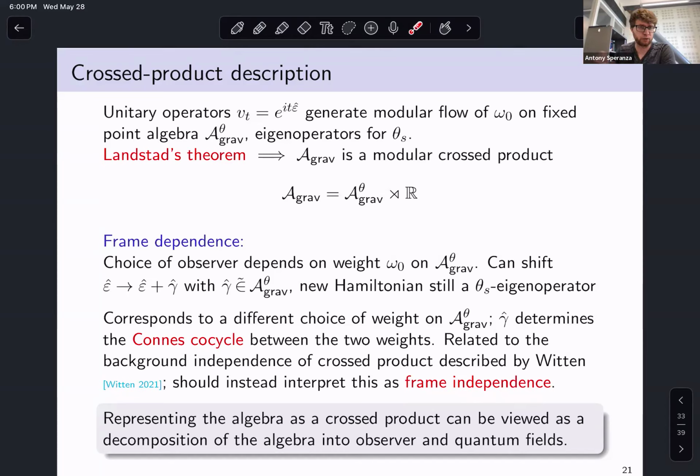Is that we went through a procedure to write it as a cross product, and what that does is give you a way of decomposing the algebra into the quantum fields that we're observing and an extra piece, which is the observer Hamiltonian epsilon. And different choices of observers can be related to different ways of representing this as a cross product.